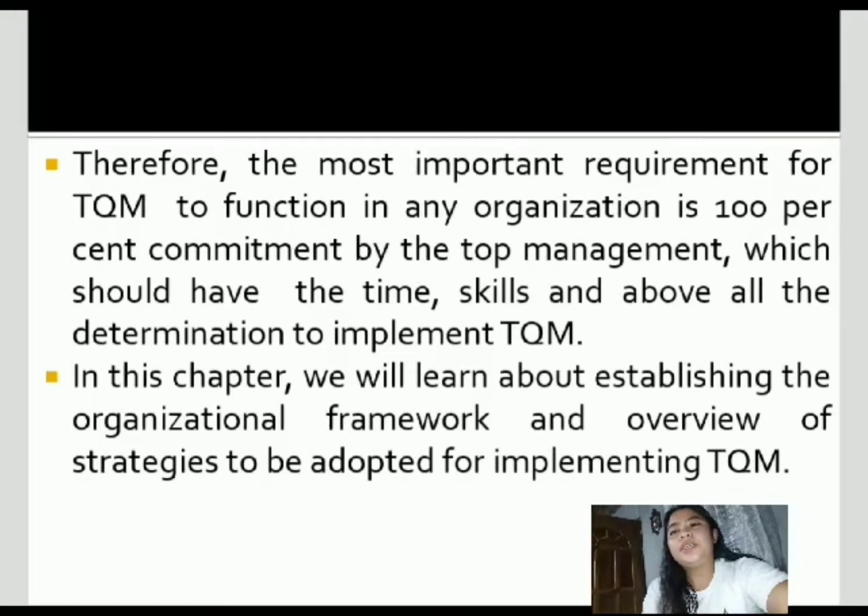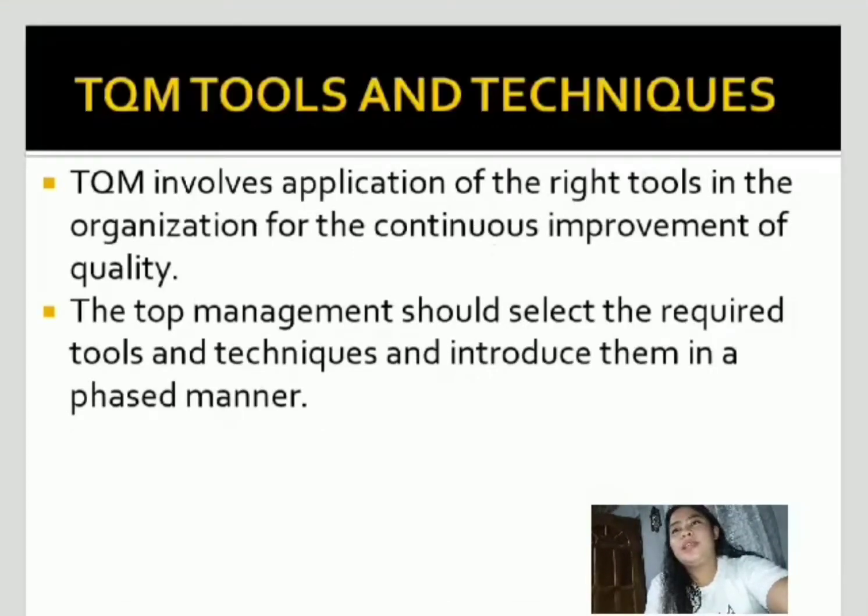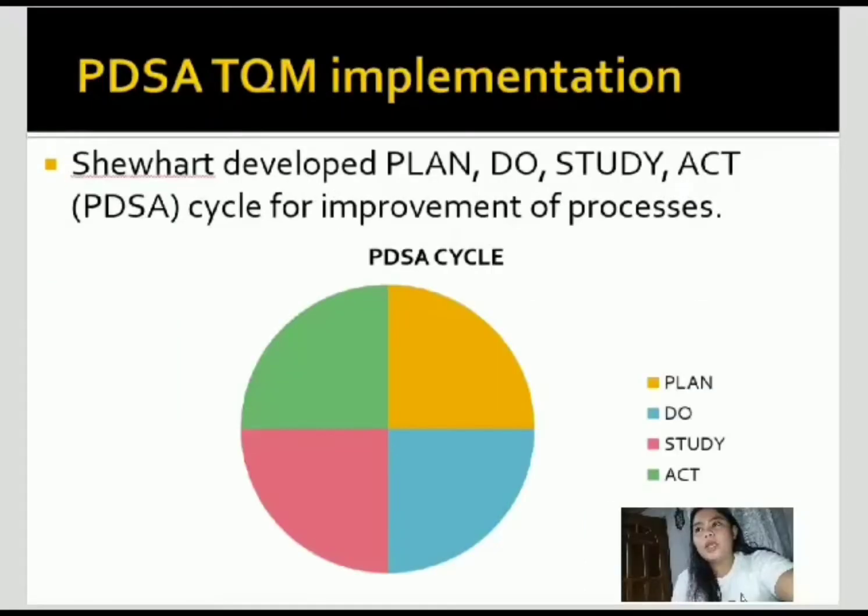In this chapter, we will learn about establishing the organizational framework and an overview of the strategies to be adopted for implementing TQM. TQM tools and techniques. TQM involves application of the right tools in the organization for the continuous improvement of quality. The top management should select the required tools and techniques and introduce them in a paced manner.